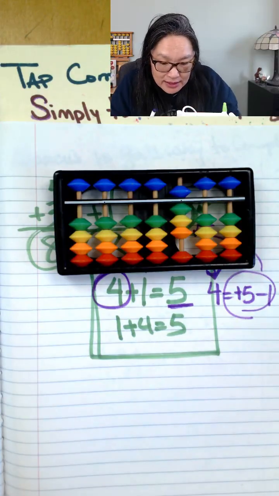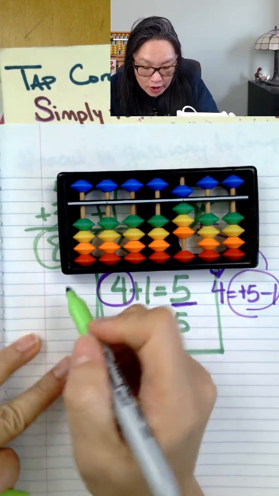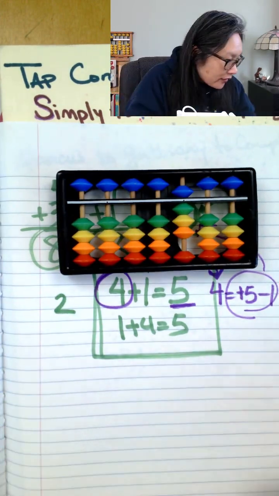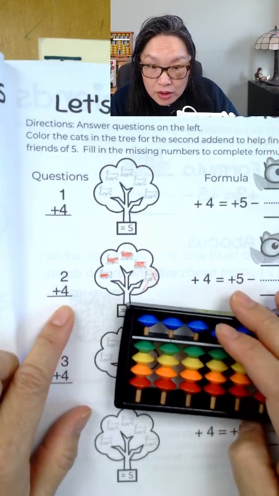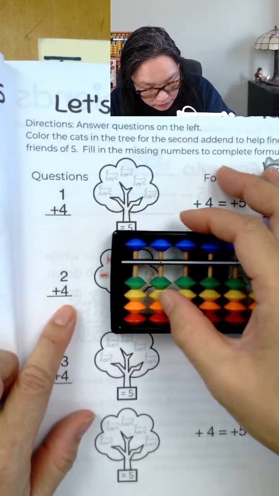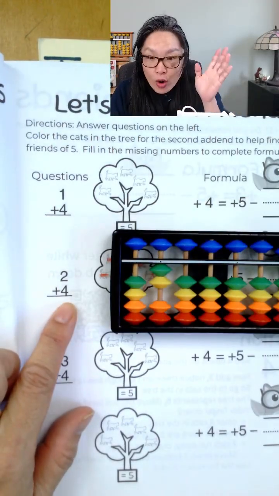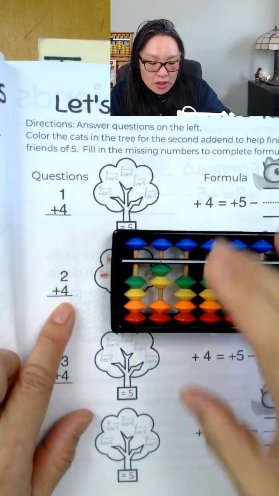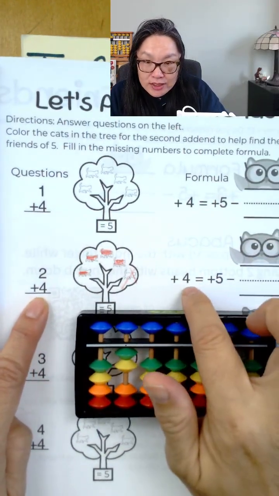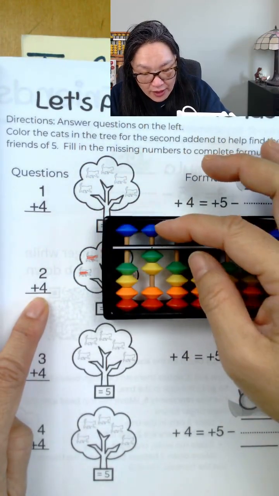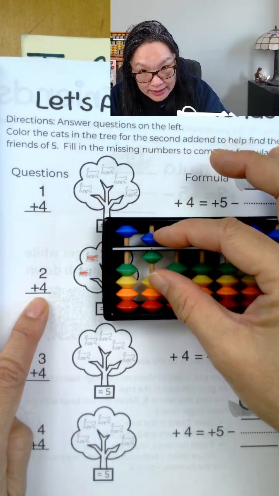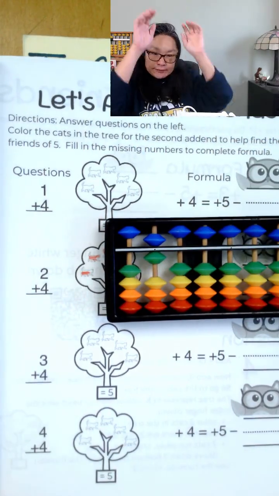Now, let's take it a step further. Let's do 2. We do 2. We don't have 4. What are we going to do with 4? Our formula is plus the 4 is equal to plus the 5 minus 1. So we do plus the 5 minus the 1. And we go like this. That's it. So my answer is 6.